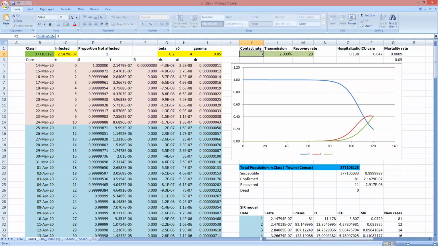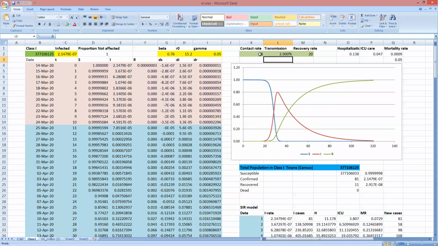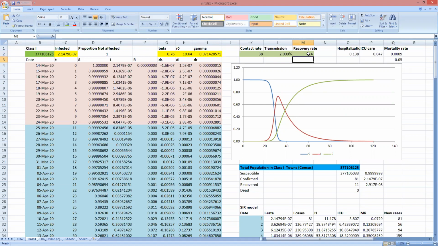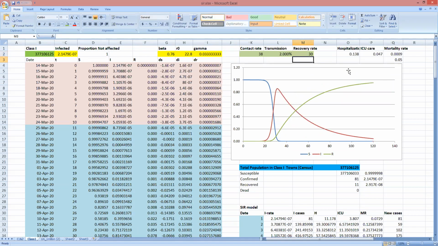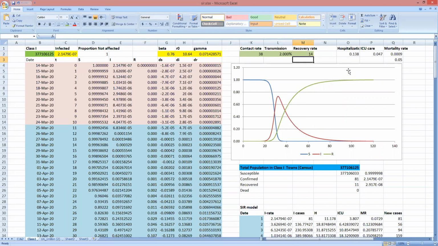Suppose we take pre-lockdown, but the recovery rate is the same as in Europe. Does it change that much? See, this is in India, current recovery rate, and this is recovery rate as in Europe. So you can see that the peak declines, but the position of the peak doesn't change.